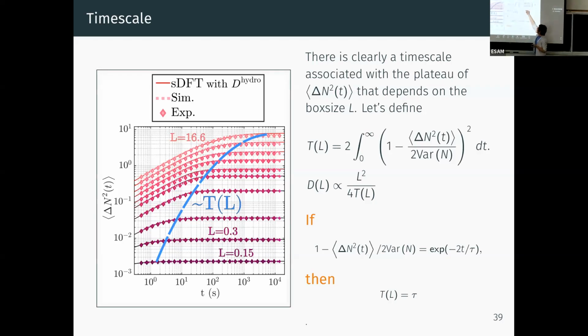So if we normalize mean squared displacements by the variance, subtract 1 so that these curves are going to 0, we can integrate out a timescale. Once we have a timescale, a length scale gives us a diffusion coefficient. So this timescale is associated with some diffusion coefficient D of L that is now all of a sudden a length scale dependent diffusion coefficient. This is telling us something about diffusion on the scale of a box of size L.